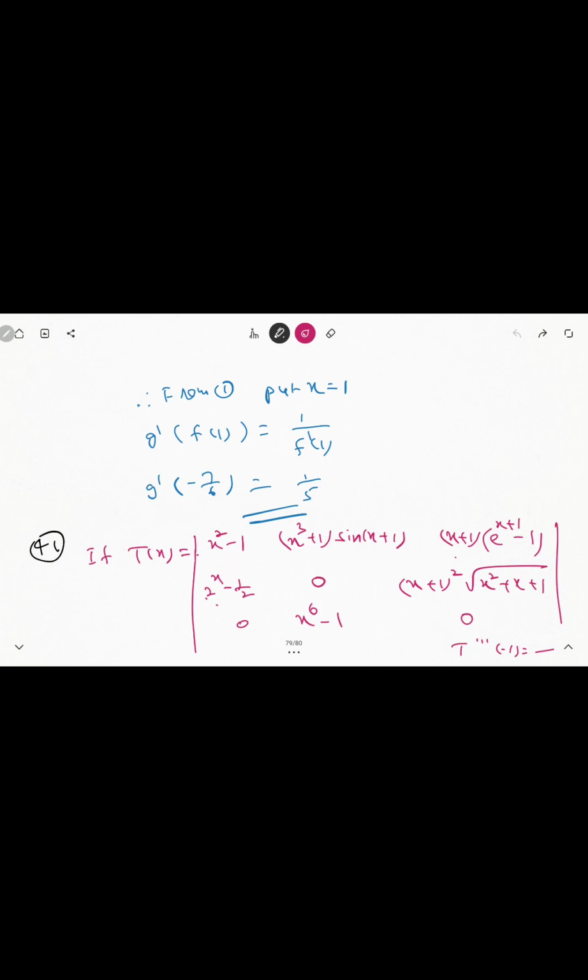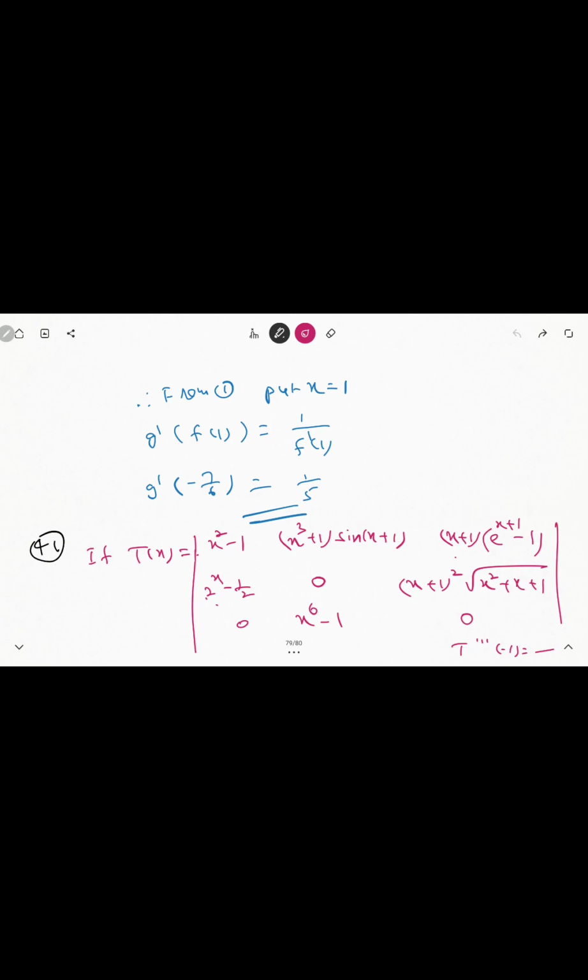T of x is equal to the determinant: first row x square minus 1, x cube plus 1, sin of x plus 1, x plus 1 into e power x plus 1 minus 1. Second row is 2 power x minus 1 by 2, 0, x plus 1 whole square, root of x square plus x plus 1. Third row, 0, x to the power of 6 minus 1, 0. We have to find the third order derivative at minus 1.